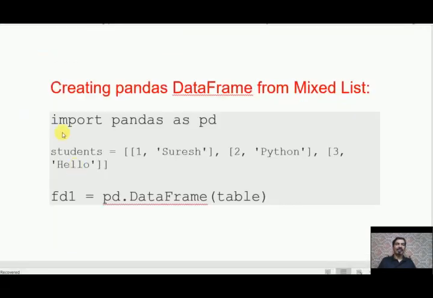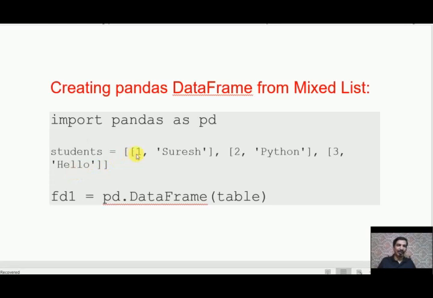In the previous example, we have successfully created a single column in the data frame. Now here I am creating a data frame from a mixed list. So I am creating a list here, student, and providing two values. Here the next item is also having two values, and the third is also having two values. So here I am trying to create two columns.